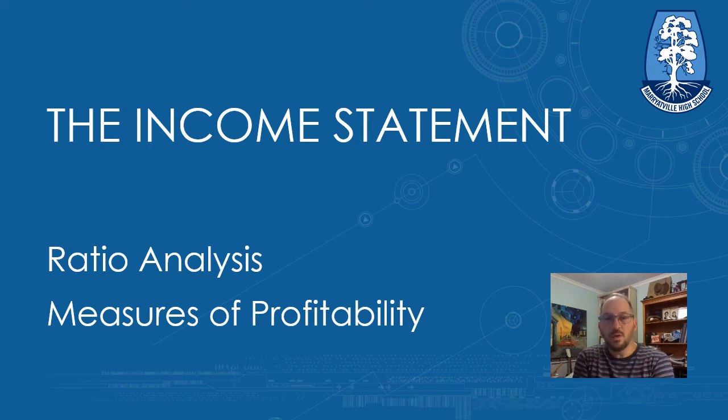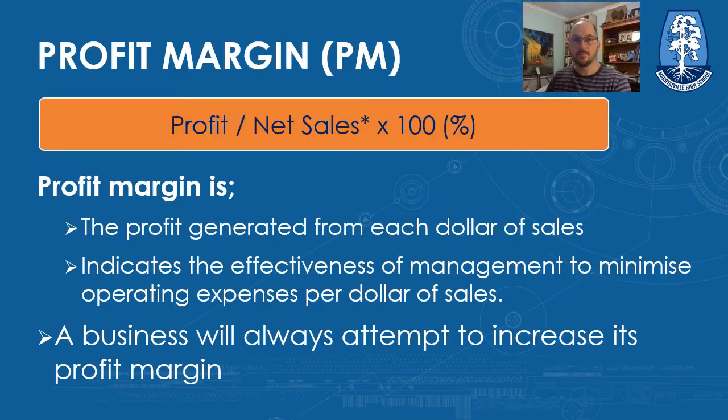In this video, we are continuing to look at the income statement and ratio analysis and measures of profitability. In this video, we are focusing on the profit margin, and the profit margin is calculated by dividing profit by net sales. Net sales if we're a trading entity. It's always expressed as a percentage.